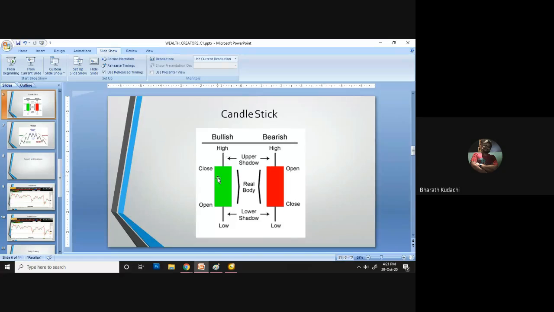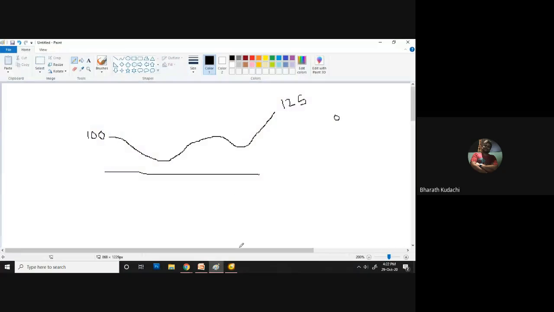Then what are high and low? Here I started at 100 and stopped at 125. But what is the lowest value I have reached? It is here. Suppose I consider this to be 75.